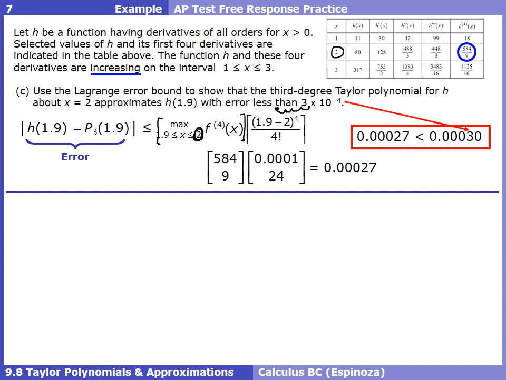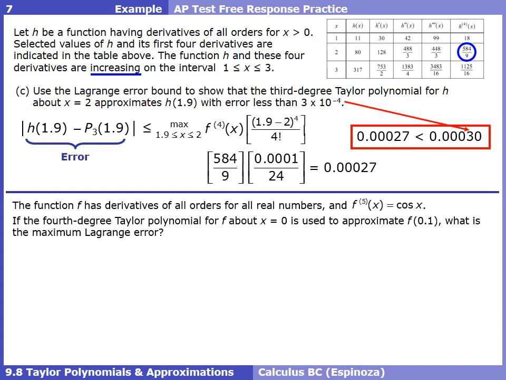So there you go, another application of the Lagrange error bound. Again, I know it's very complicated, but with time and maybe some rewatching of these examples and practice, of course, hopefully this will become a little bit easier to understand. Okay, in this last example, it's kind of similar to the first one that we did.